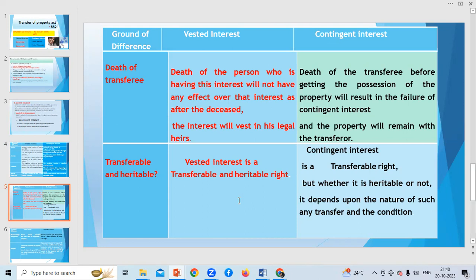So in case of contingent interest, it is a transferable right, but still whether it is heritable or not depends upon the nature of such transfer and the condition of such transfer. So nature and condition is very important in case of contingent interest. Transferable in both, but heritable or not heritable depends on the nature of such transfer and condition of transfer.